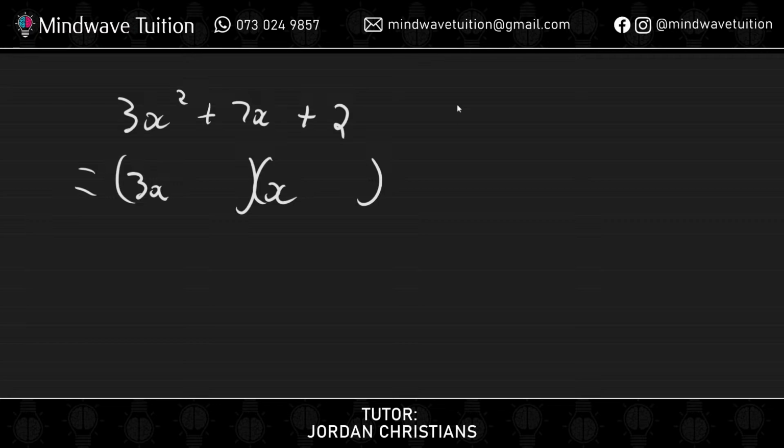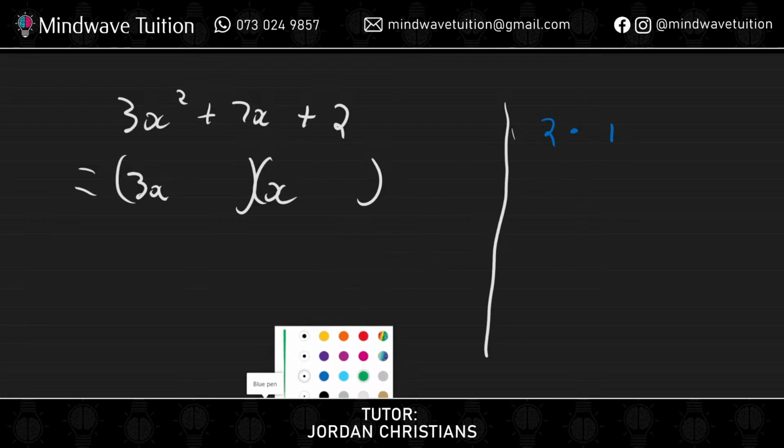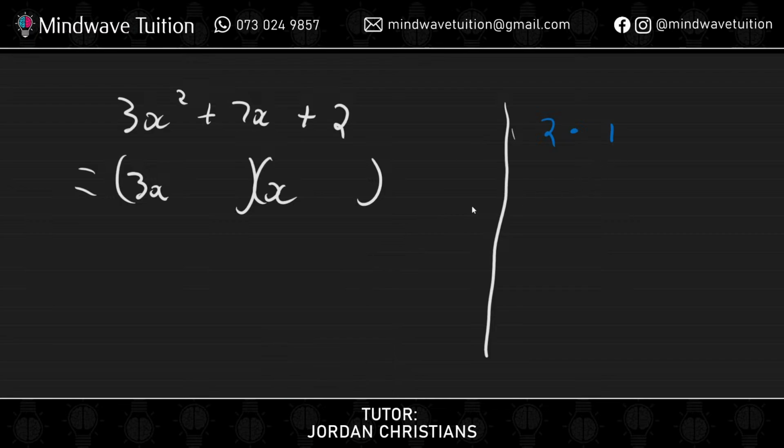Now the method again for choosing what goes in the last position of our 2 brackets is still going to be the same, but there's another level we have to add to it. So 1 and 2 are our multiples, because 2 is also a prime number, so it can only be 1 and 2. And we need to choose the multiples that add up to our middle term. But we can see our middle term is a bit bigger, it's 7x. So what we need to do is multiply each multiple by the number in front of your x's.